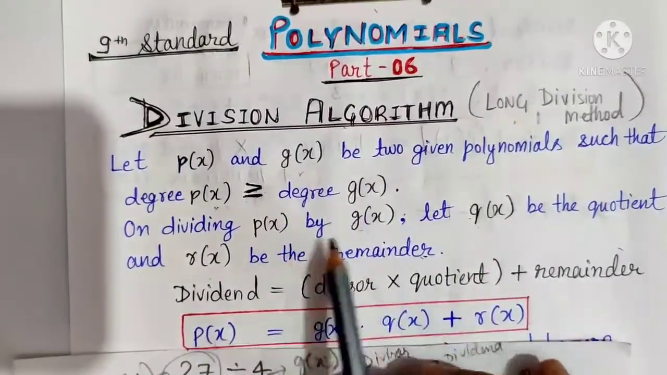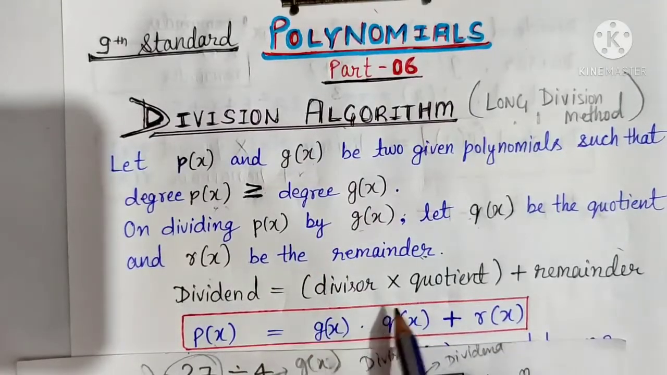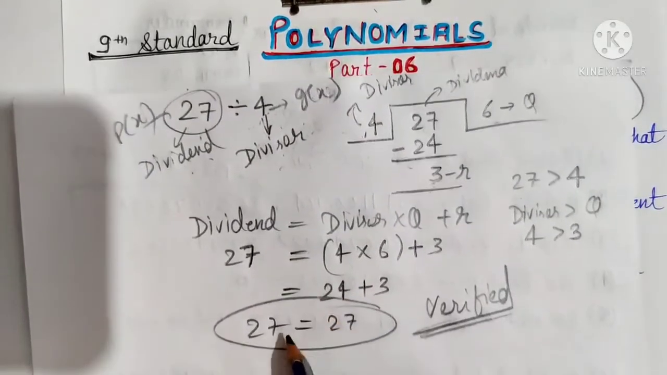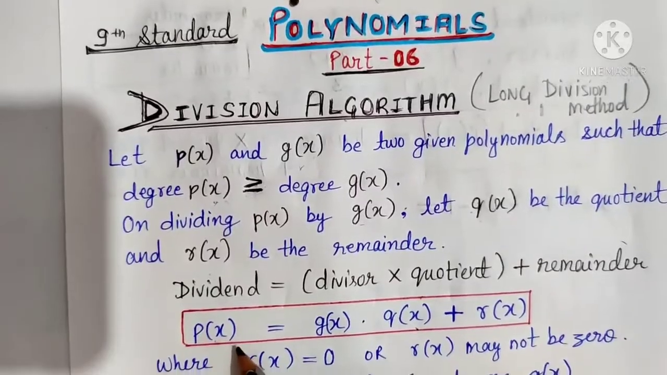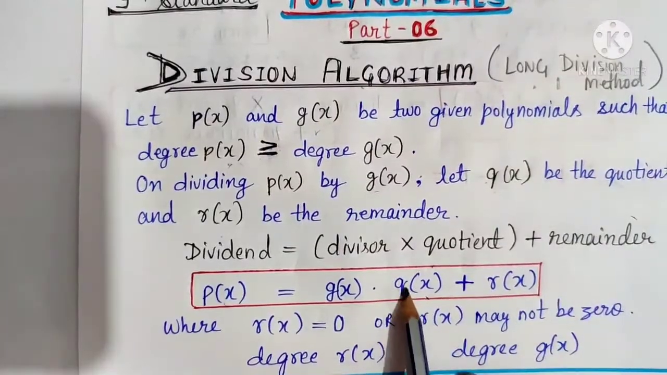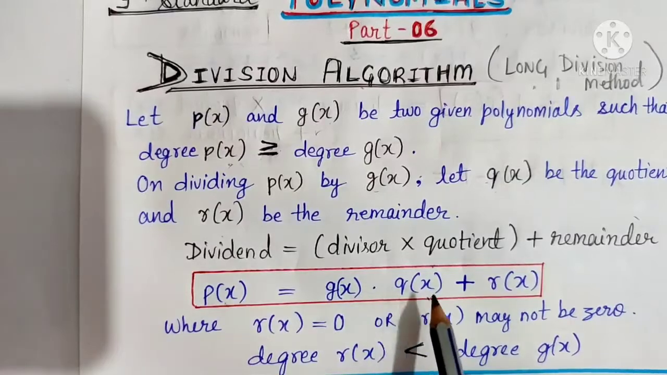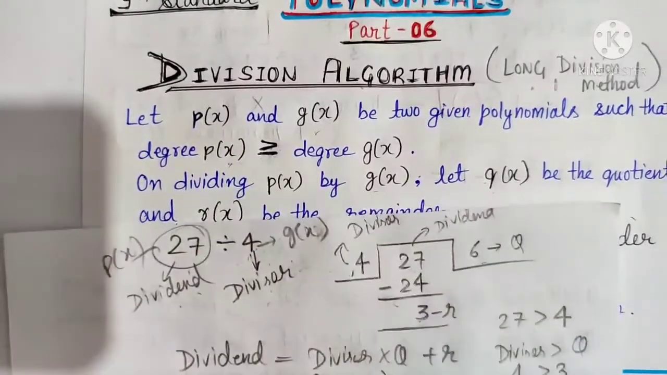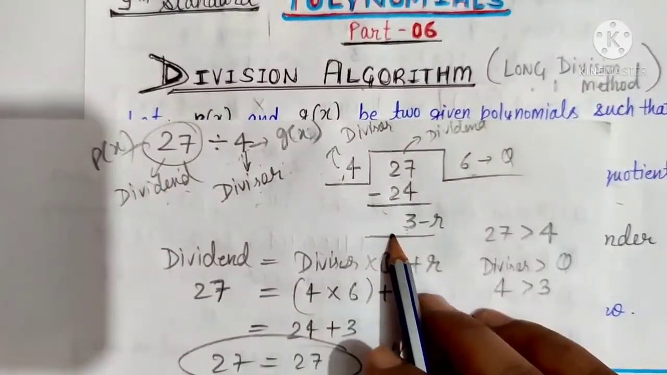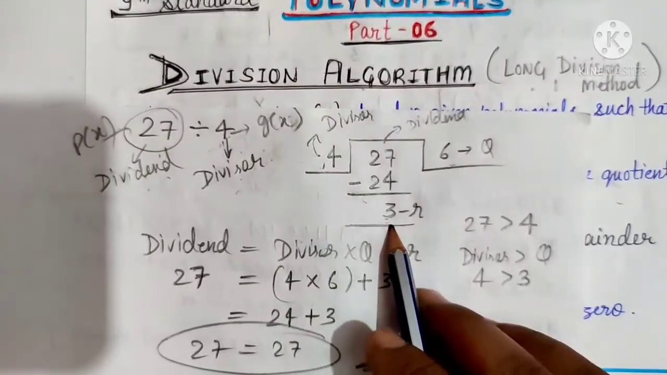Now they should come in this form: dividend equals divisor multiplied by quotient plus remainder, which I have told you here. So p(x), the dividend, equals g(x), the divisor, multiplied by q(x), the quotient, plus r(x). This remainder r(x) can either be equal to 0 or it may not be 0. Like here, it is not a 0 remainder.